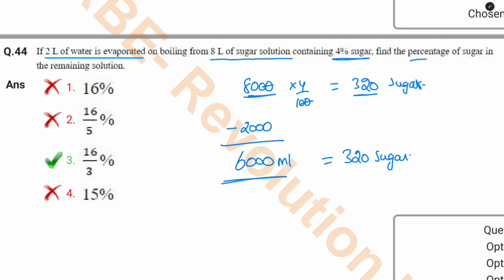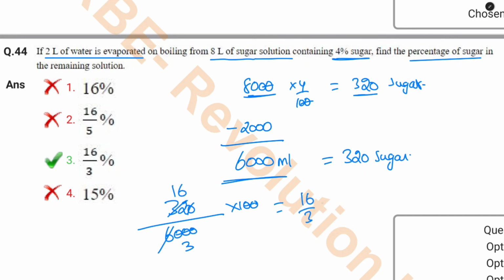Now we have to find the percentage of sugar in the remaining solution. Sugar is 320. Percentage of sugar of remaining solution will be 320 divided by 6000 into 100, because percentage is always expressed in hundreds. 3 zeros, 3 zeros cancelled. 2 table 3 times, 16 times. So 16 divided by 3% is the answer.